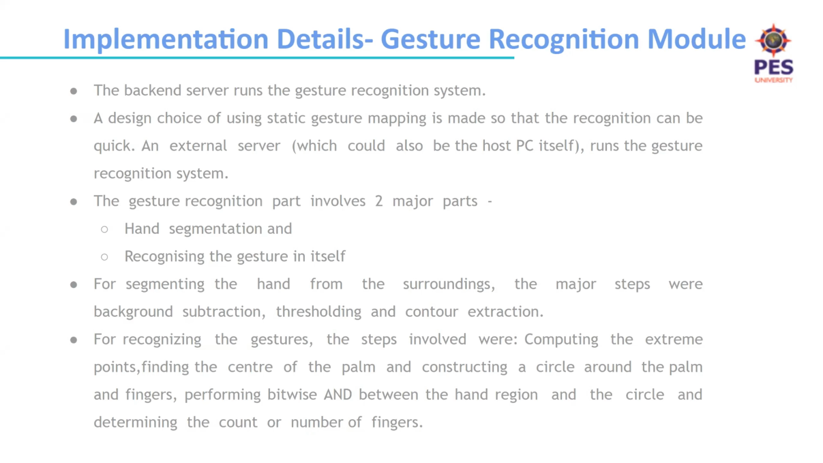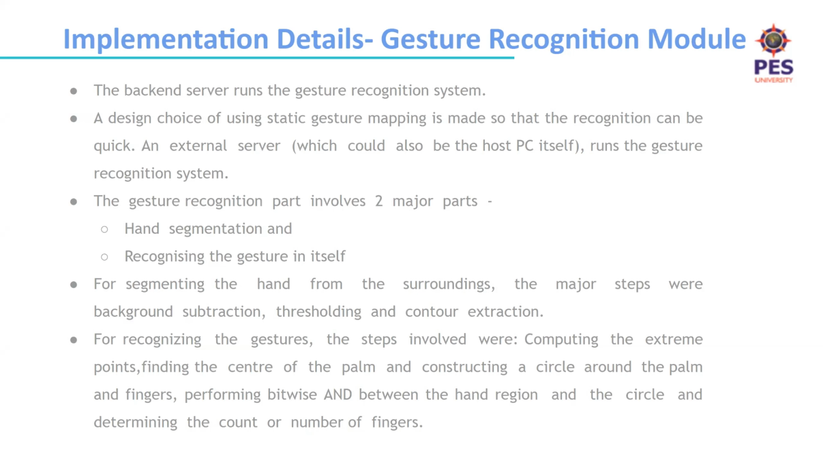As mentioned, the external server, which could be the host PC, will run the gesture recognition system, and that majorly involves two parts: the hand segmentation, or separating the outline of the hand from the rest of the surroundings, and the recognition of the gesture itself. For segmenting the hand from the surroundings, there are three steps: background subtraction, thresholding, and contour extraction. For recognizing the gestures, the first step is computing the extreme points of the hand, such as the tip of the thumb, the tip of the middle finger, the tip of the pinky finger, and the base of the palm.